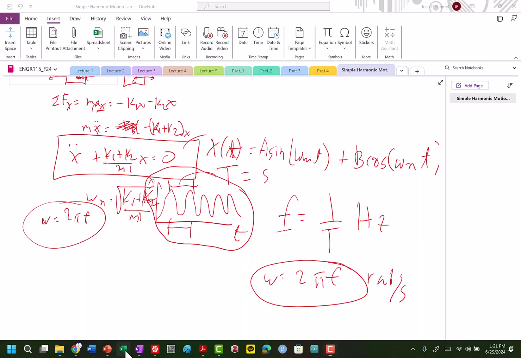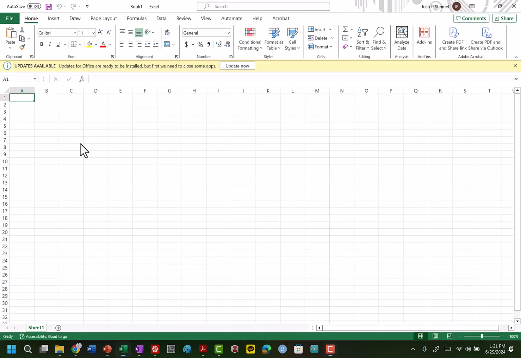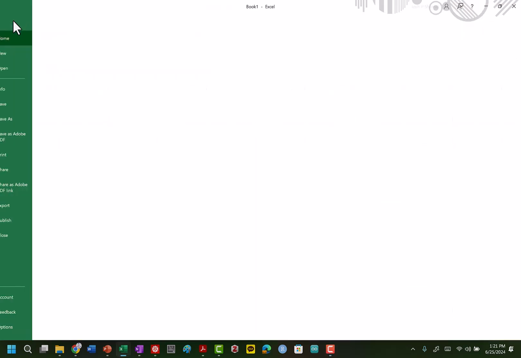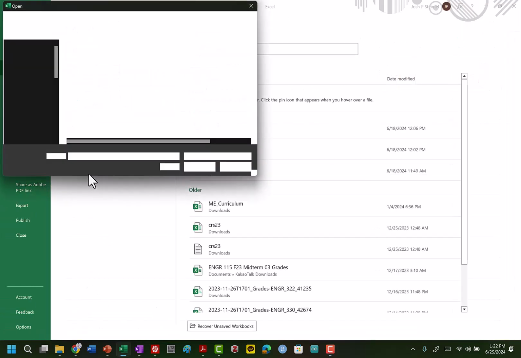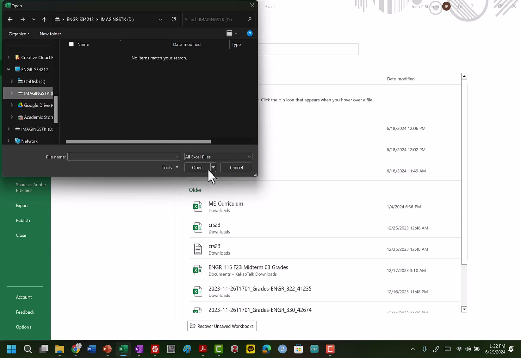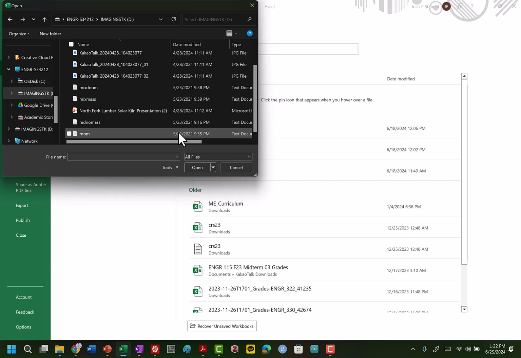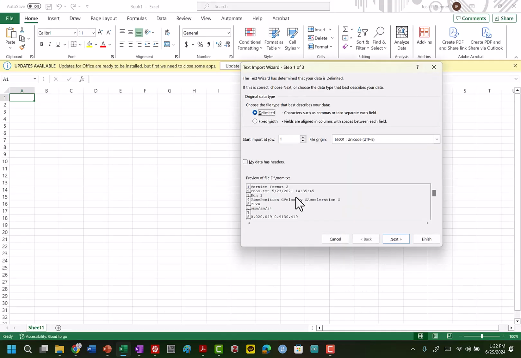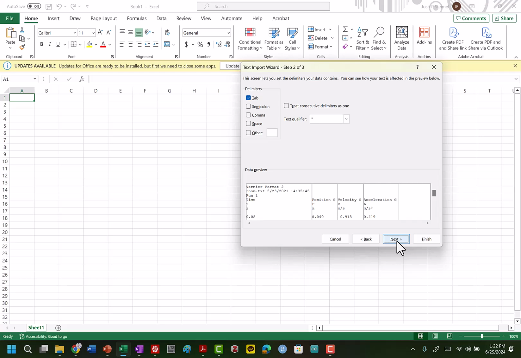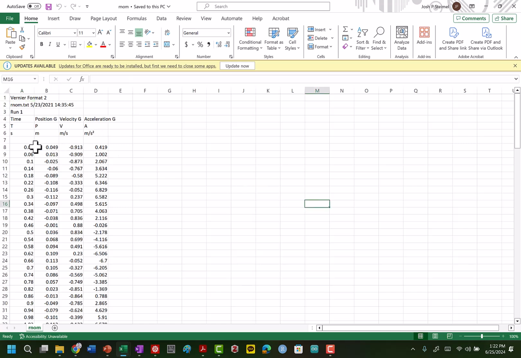So let's start to analyze some of our data, and let's do this in Excel together. We're going to want to calculate the frequencies, and we're also going to want to plot this as well. So let's go ahead and get started. I'm going to go to File. I'm going to open, and I'm going to find where my file is located, which is on a thumb drive. And I want to do all files because it's going to be a text file. And it is going to be this file right here. So this is for the system where we have 2 red springs, and there was no additional mass on my cart. And we have position, acceleration, etc. So this is great.